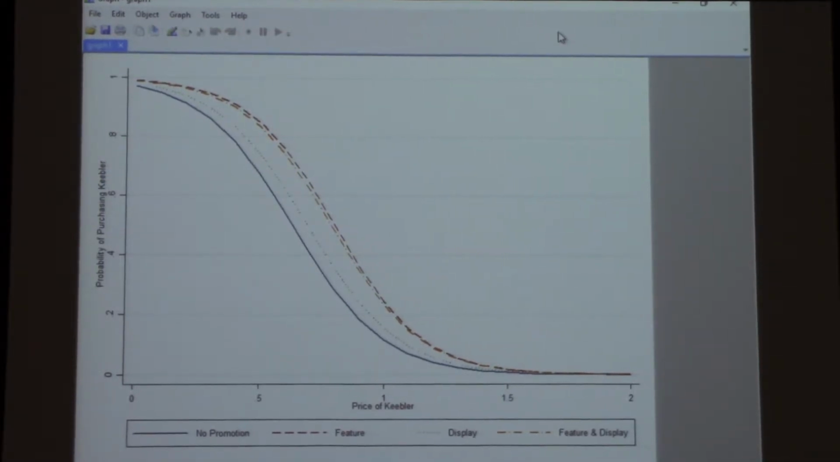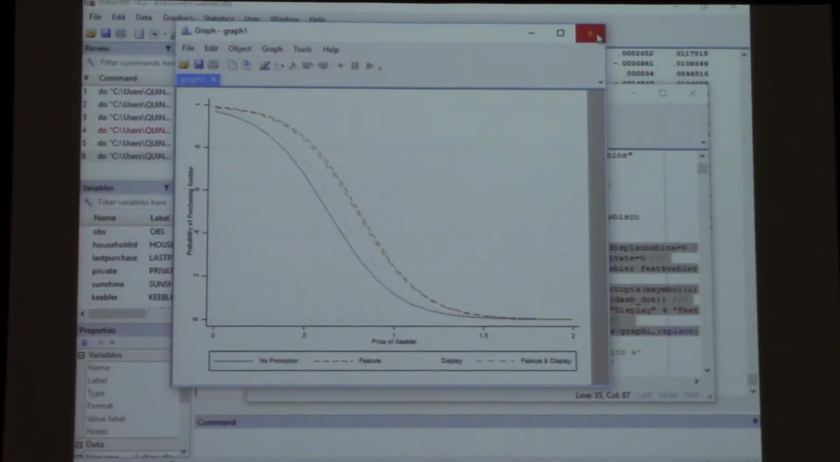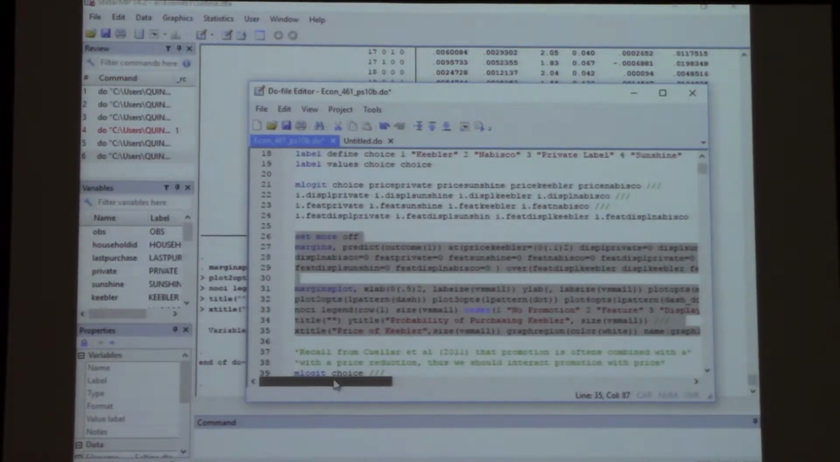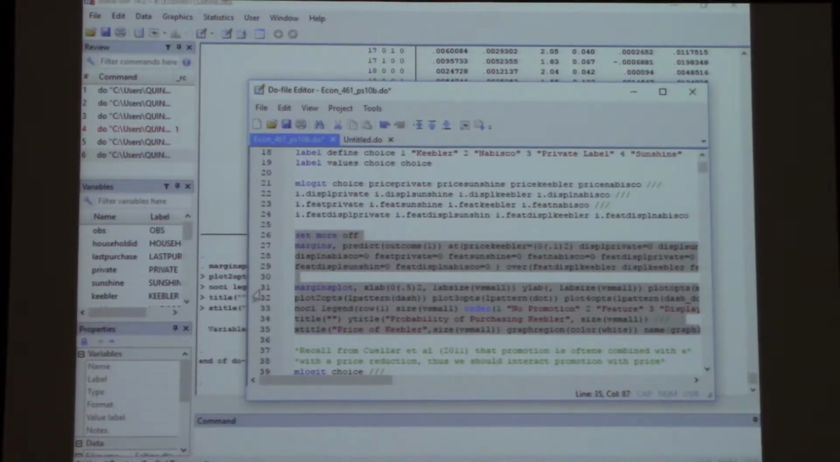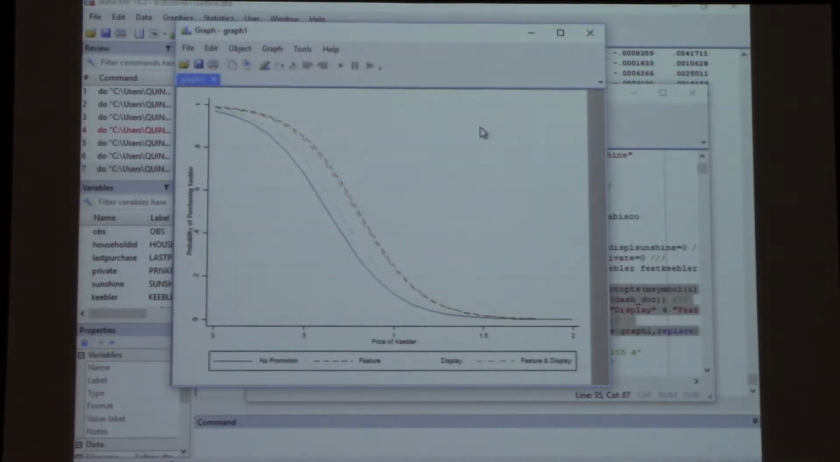But again, let's not lose sight of the original paper on promotions that we looked at, which talked about how if you just include dummies, you're going to get these parallel shifts. And that's really what this represents, just as it did with our linear demand curves. These are parallel shifts out of the nonlinear demand curves. We should interact them to see if the slope is different.